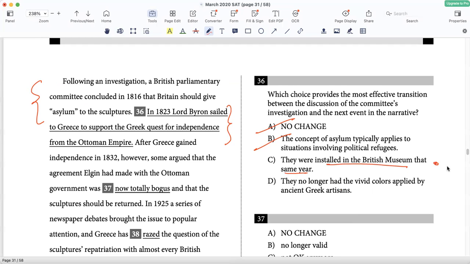They no longer had the vivid colors applied by ancient Greek artisans. Again, this has nothing to do with where they were located. So C is the best answer.